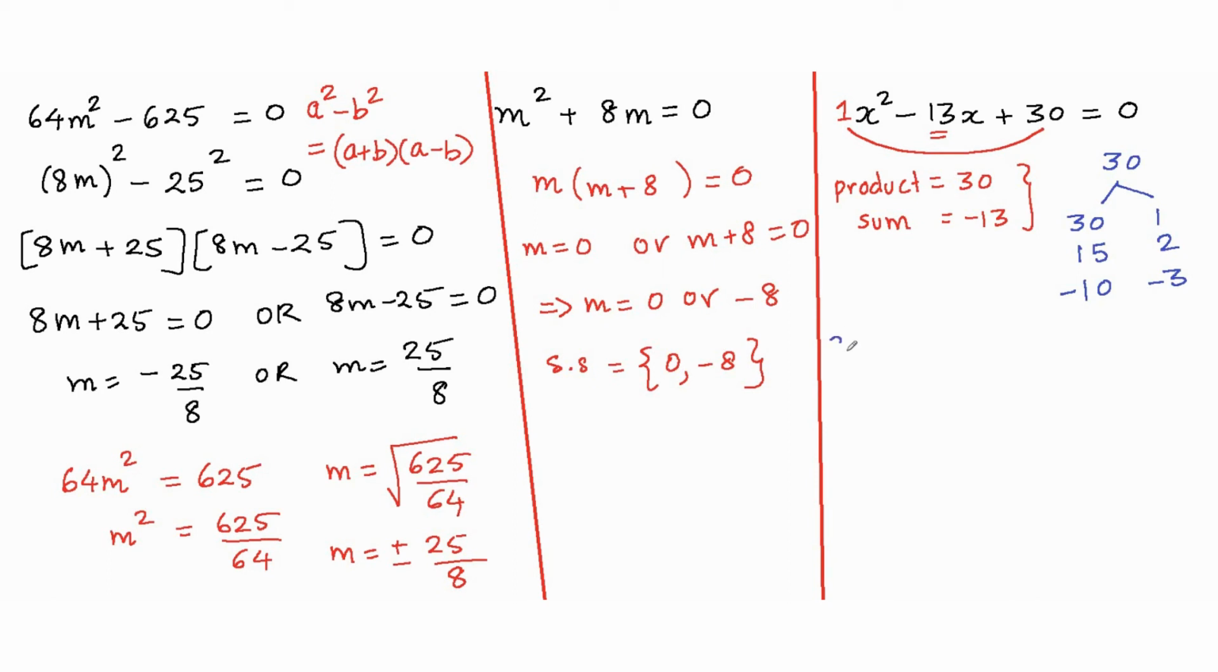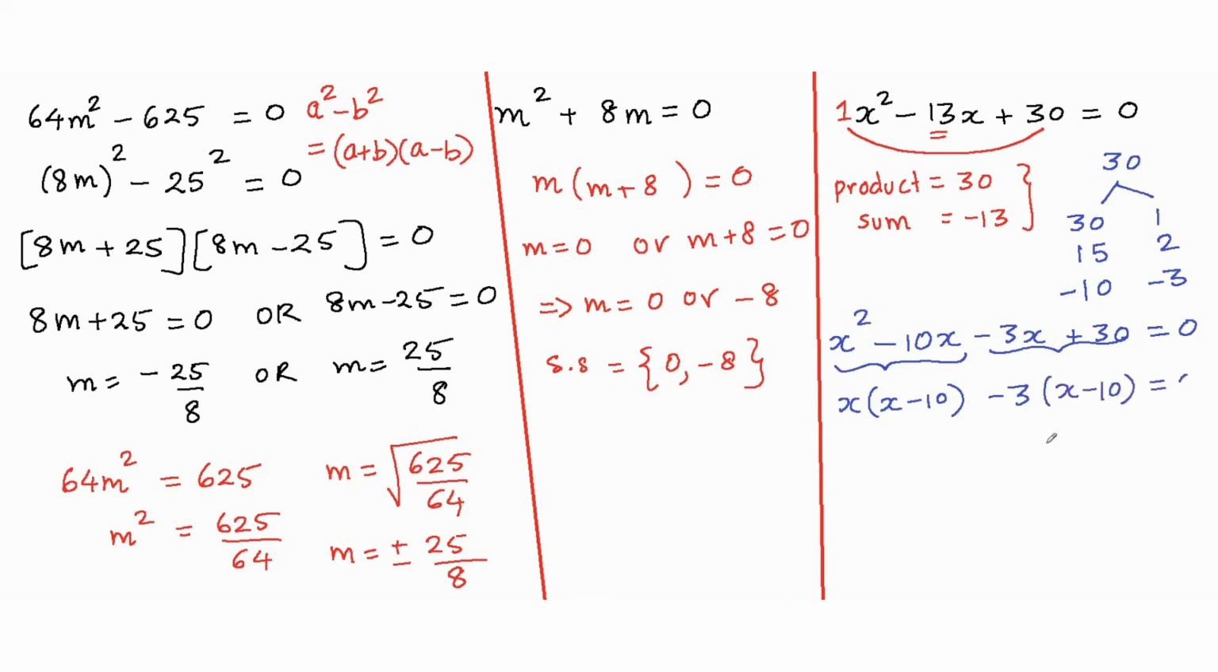So I get x square minus 10x minus 3x plus 30 is equal to 0. Now what is common in these two terms? x is common, so I pull it out. I get x into x minus 10. And in these two terms, minus 3 is out. So minus 3 times x minus 10 is equal to 0, which means x minus 3 multiplied by x minus 10 is equal to 0.